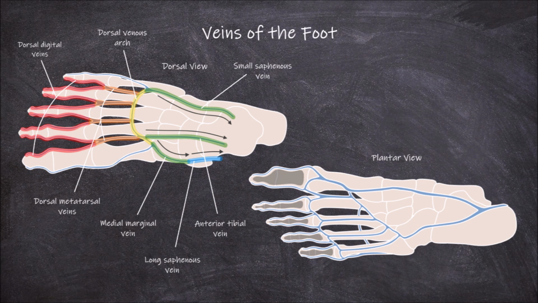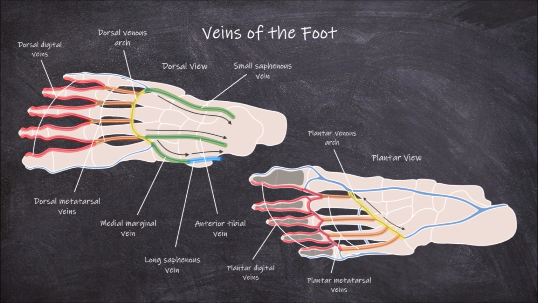A plexus of small veins on the plantar surfaces of the toes drains into the plantar digital veins. The plantar digital veins run proximally up each side of the digits. These veins then unite to form and drain into the plantar metatarsal veins. These veins run proximally along the metatarsal bones. They end by forming and draining into the plantar venous arch.